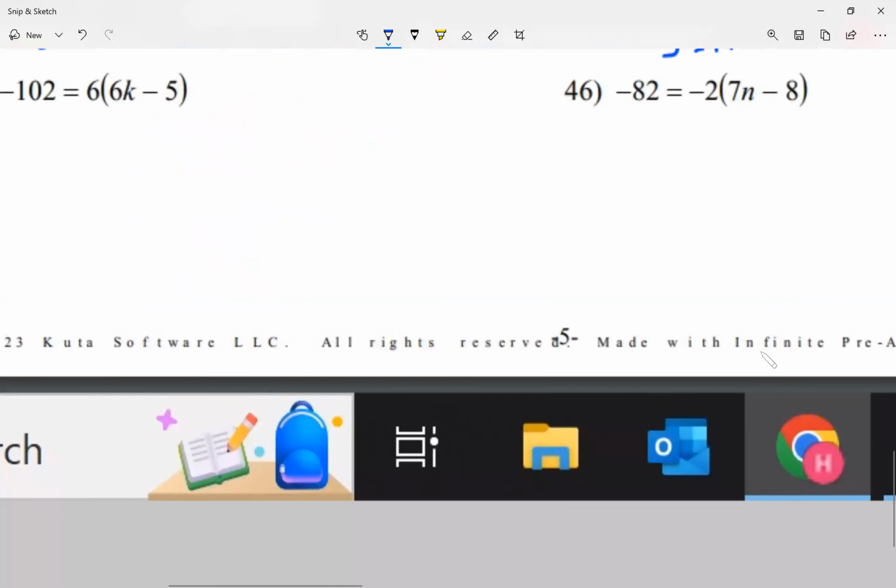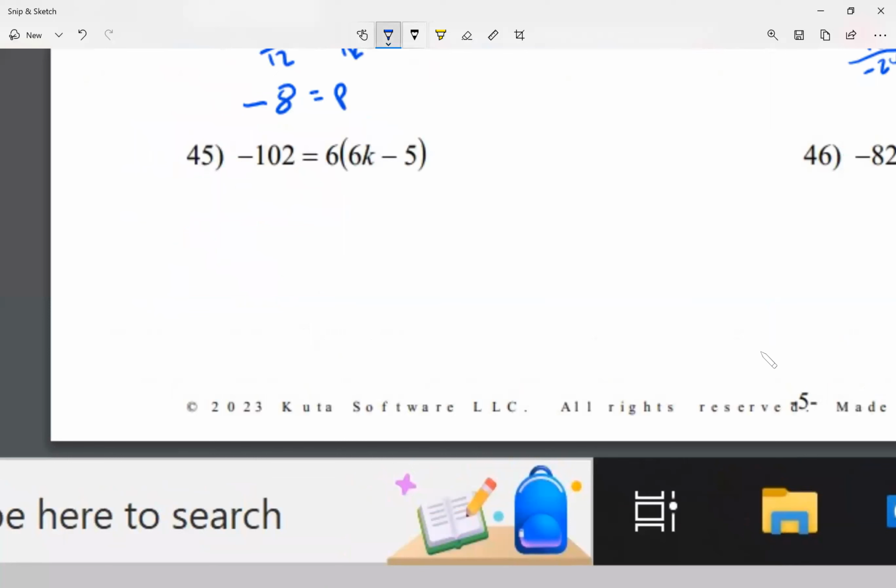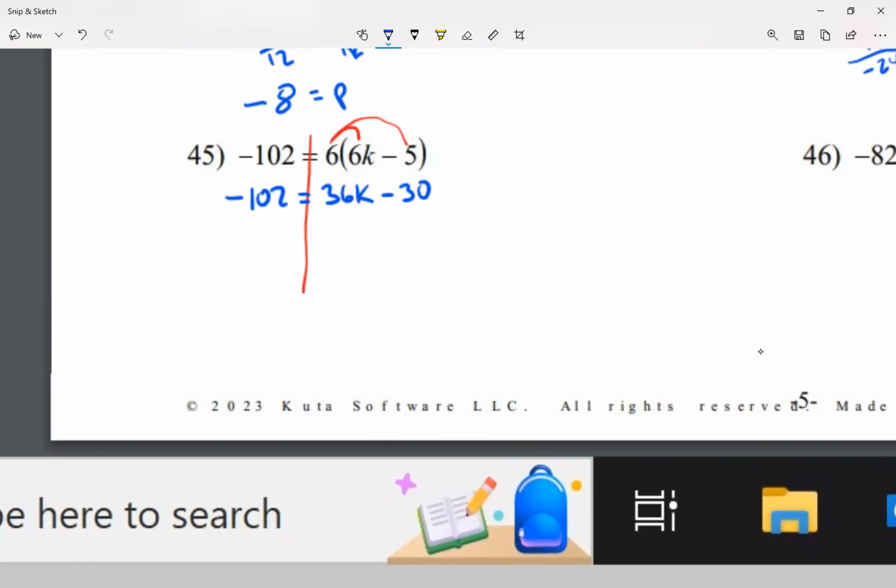Now question number 45 here, same thing, right? Get rid of parentheses. Remember, I'm going to multiply 6 times 6, 6 times a negative 5. So let's see, I have negative 102 equals 36k minus 30. No like terms to combine. On the right side, 36k and then the negative 30, I cannot combine them because one of them has a letter, the other one does not.